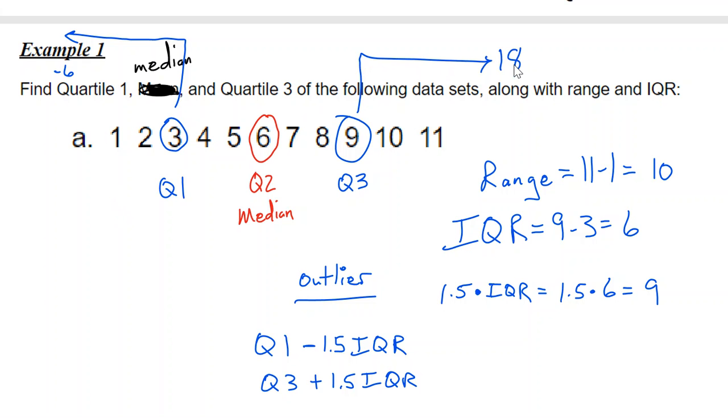Now here's the deal about outliers. Anybody who lives outside of those boundaries, lives above the 18 or lives below the negative 6, those would be considered outliers. Now obviously this data set does not have any outliers because everybody lives comfortably inside of that range. But that's what you would do to try and figure out if there's an outlier: figure out the IQR, figure out 1.5 times the IQR, then add it to Q3 and subtract it from Q1 and see if anybody in your data set lives outside of those extremes.